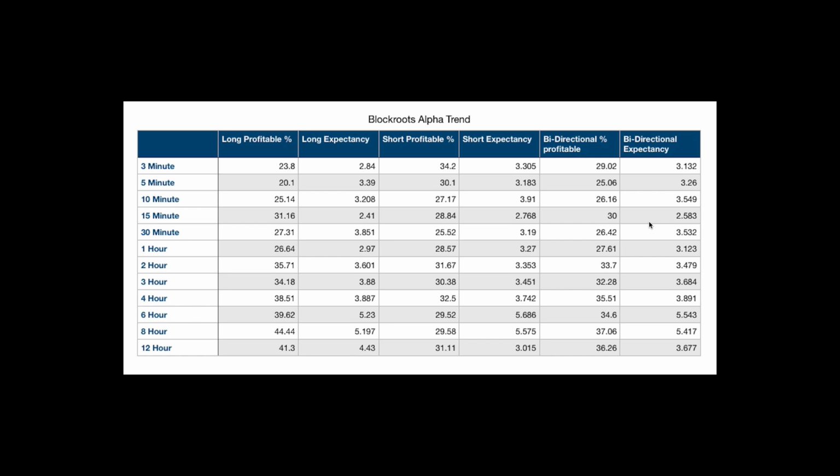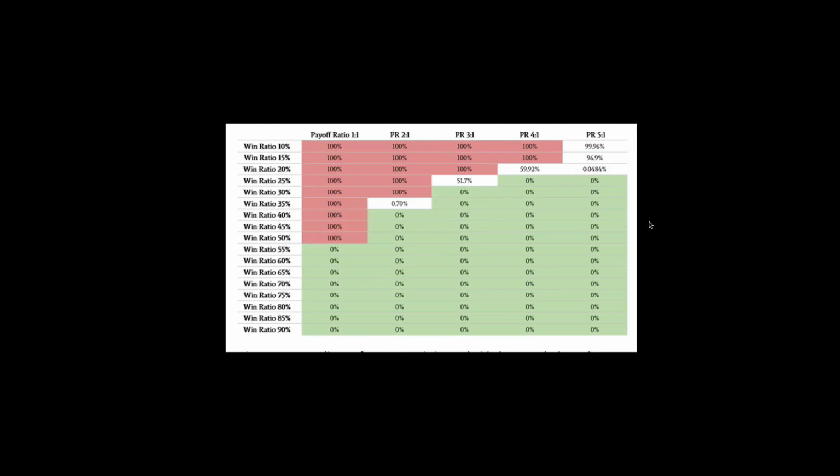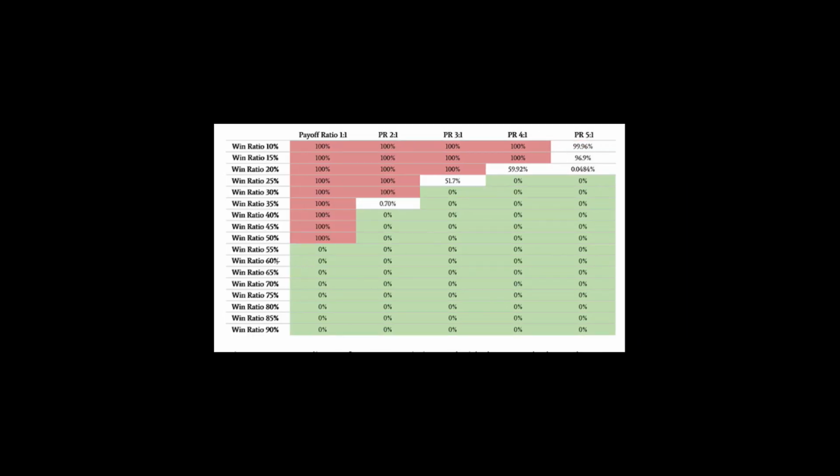When the trend might be shifting, especially on the higher time frames, this can give you some type of basis to establish a higher time frame thesis. So now what we're going to look at is the actual win ratio and payoff ratio required to satisfy that non-risk of ruin stipulation.